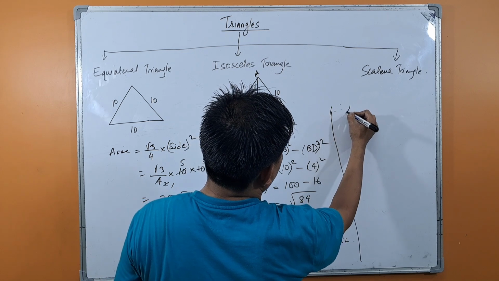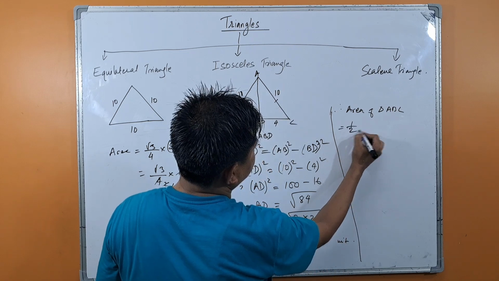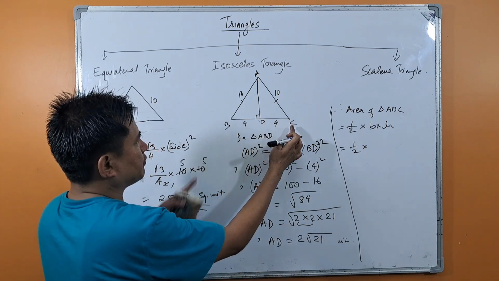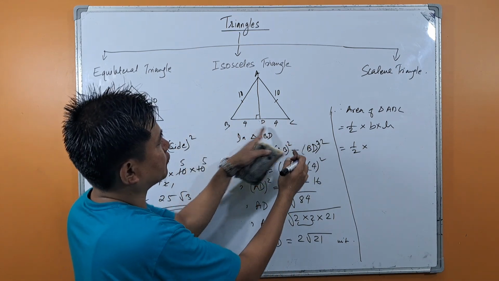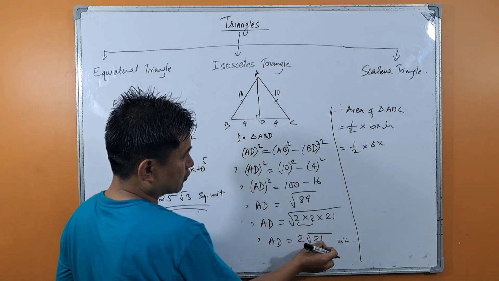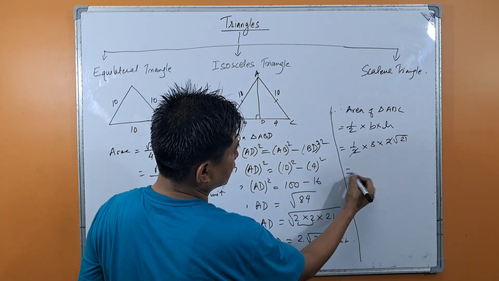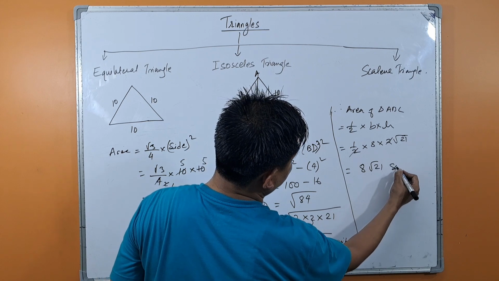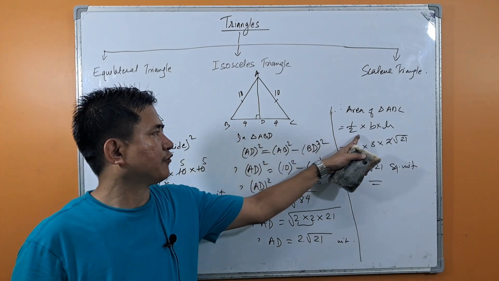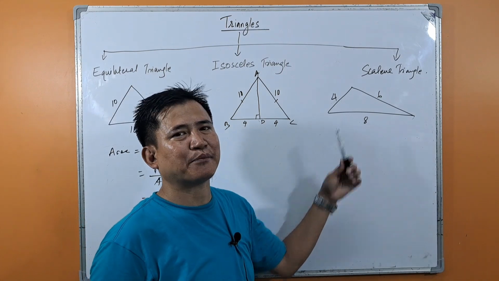Now we can find the area. Therefore, area of triangle ABC equals half into base into height, isn't it? So half into, what is base? Base is BC. BC is 8, isn't it? 4 plus 4. BC is actually 8. Base into, what is height? Height is 2 root 21. 2 and 2 cancel out. So 8 root 21 square unit is the area of this triangle. Okay, we can use the formula half into base into height if height and base are known to us.